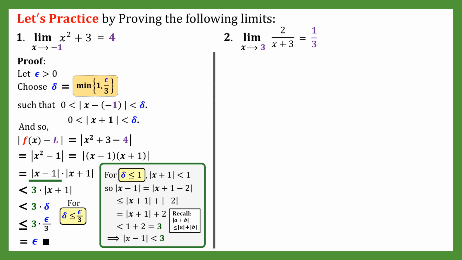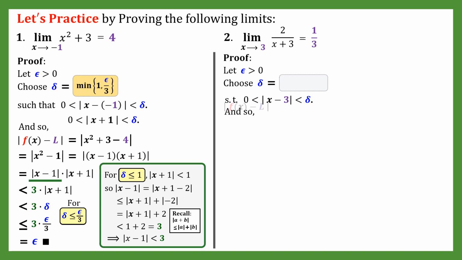Let's now look at the second limit statement, which reads, the limit of 2 divided by x plus 3 equals 1/3 as x approaches 3. For the proof, again, let's begin by letting epsilon represent a positive value, and we need to choose a delta value such that the absolute value of x minus 3 is greater than 0 and less than delta.